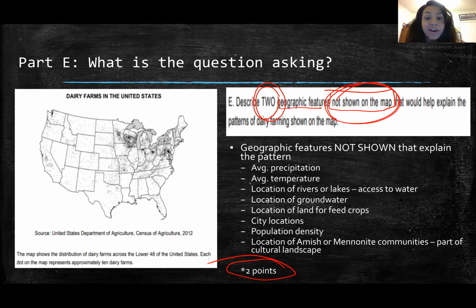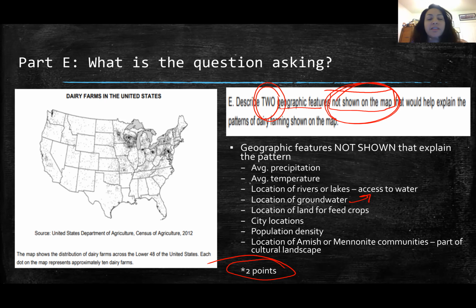Speaking of access to water, the location of groundwater, again, access to water. Those are all things that you don't see on the map. And then location of land for feed crops. Where is the food coming from that's feeding these animals? The city locations, because you know that if there's a city, it's probably not going to be where the dairy farms are, right? Population density.